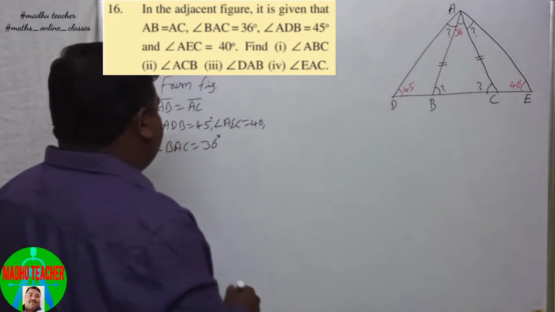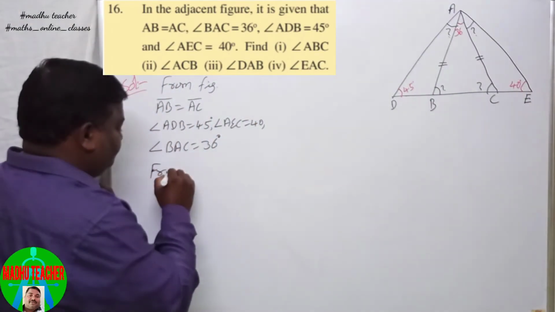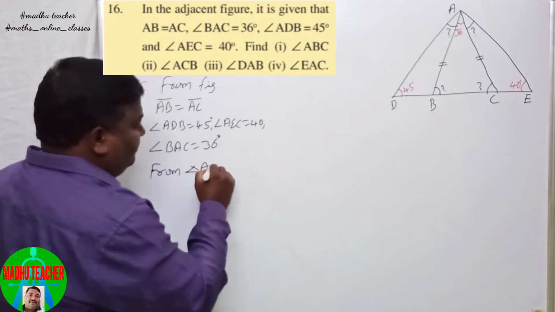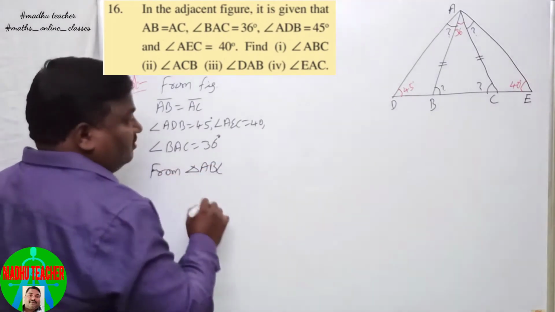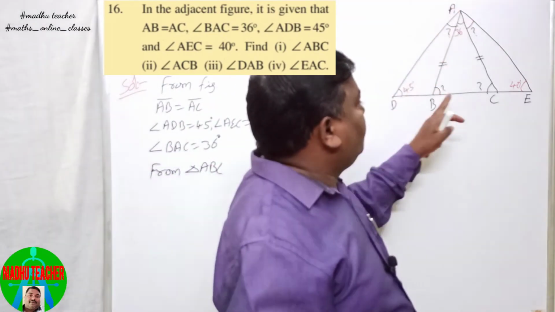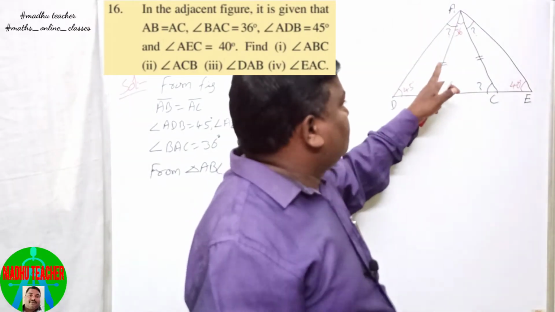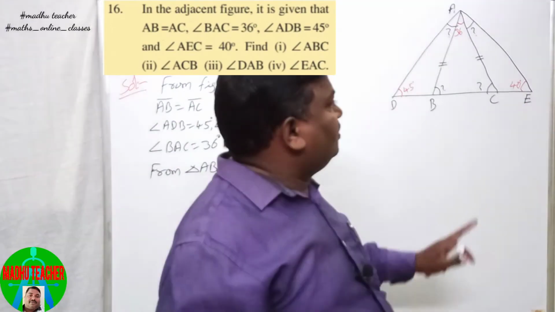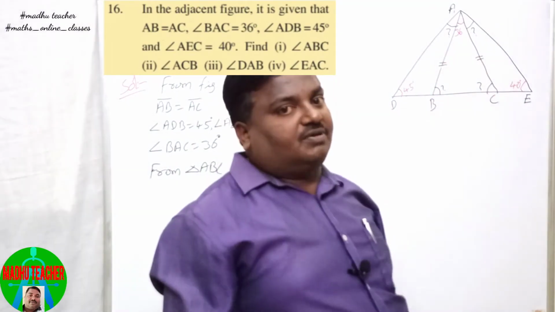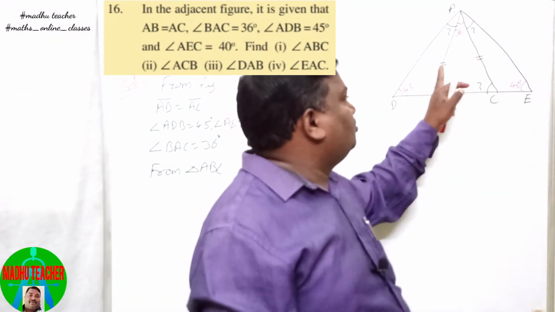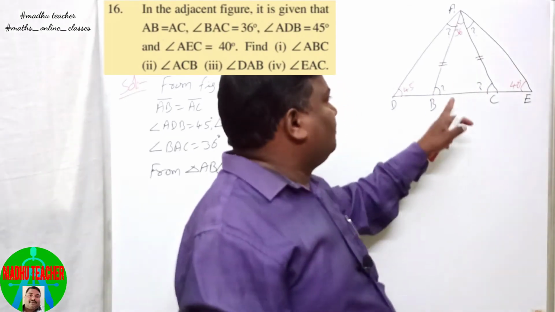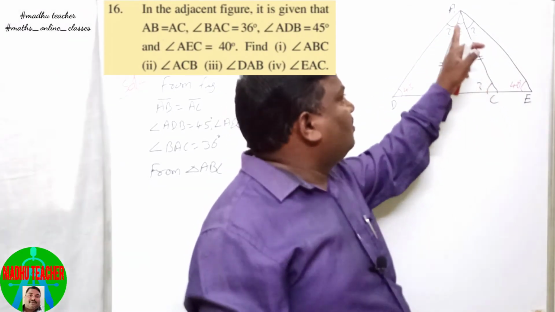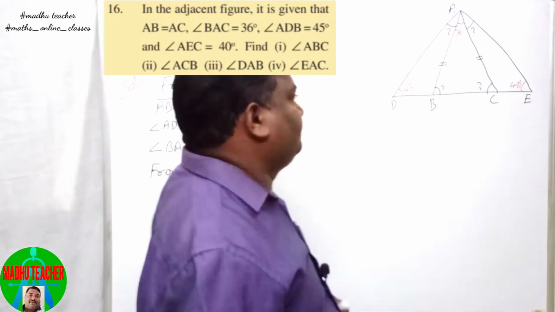These three values are given. From triangle ABC, I'm taking this triangle ABC. In this, these two sides are equal. That is given in the question. In a triangle, if two sides are equal, then their opposite angles should be equal. That means angle ABC equals angle ACB.